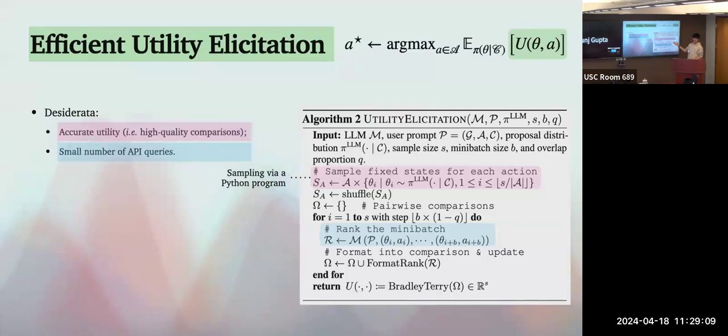Yep. And so yeah, this will give us a ranking, and we're going to convert those rankings into pairwise comparisons. So for example, if state action pair 13 is preferred over all the others, we're going to do state action pair.